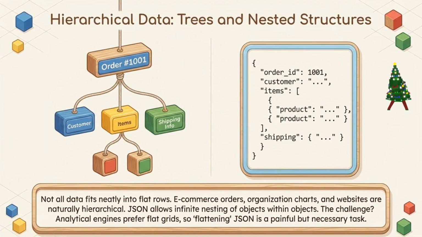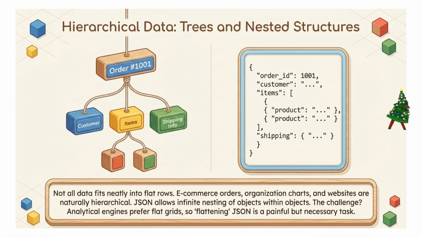Hierarchical data, such as e-commerce orders or organizational charts, is naturally structured as trees and nested objects. JSON is the common format, allowing infinite nesting. However, analytical engines often require flattening JSON into flat rows for processing.